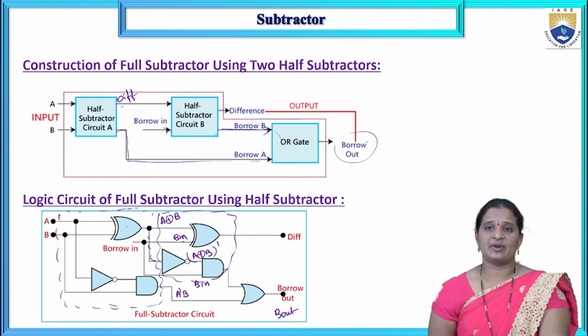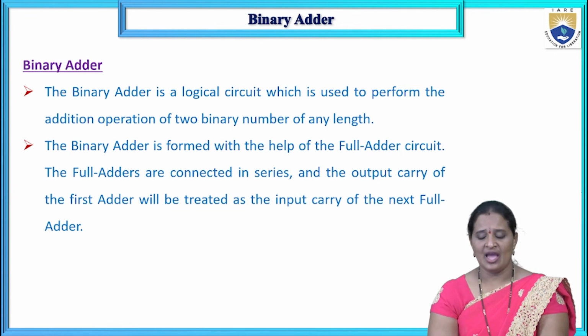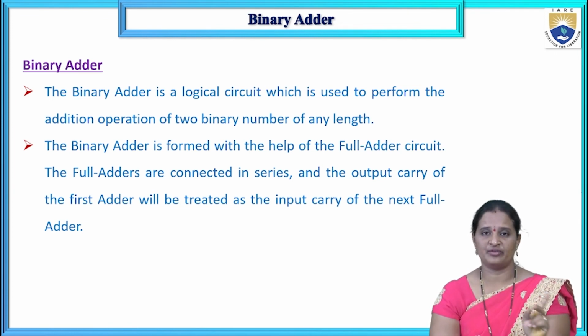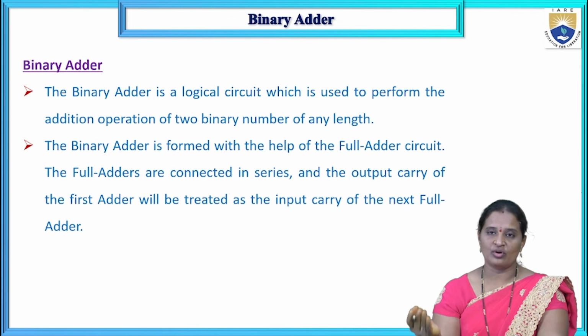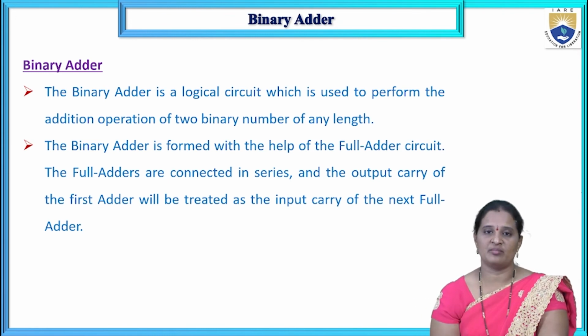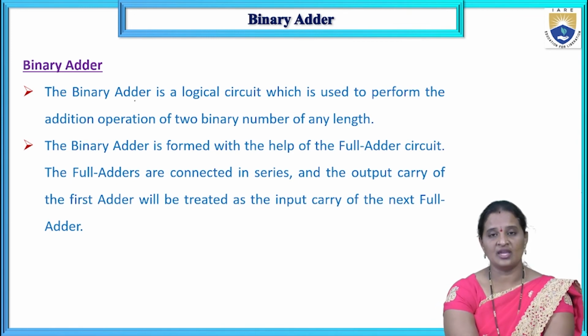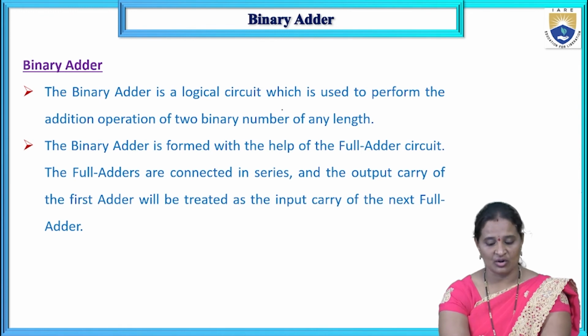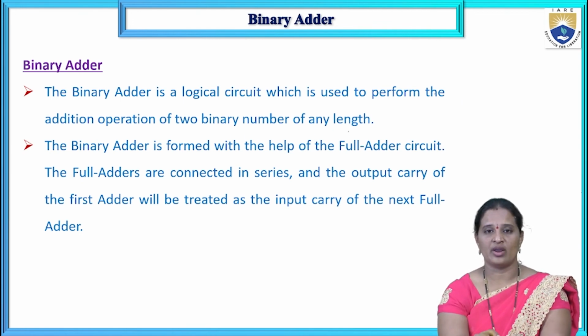So that is about subtractors. And now coming to the binary adder. Till now we have seen adders which can perform addition of 2 bits or 3 bits at a time. For example, I want to perform an addition of 2 binary numbers of any length. Any length means not single bit numbers, I want to add 2 binary numbers of more than 1 bit each. In that case, how can I perform the addition? I can go for the binary adder. So a binary adder is a logical circuit which is used to perform the addition operation of 2 binary numbers of any length, more than 1 bit each.